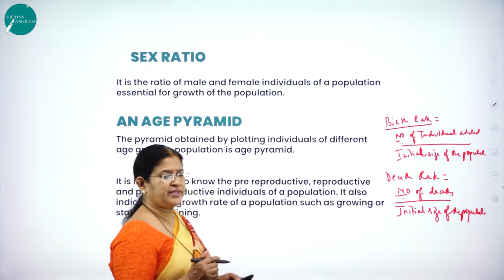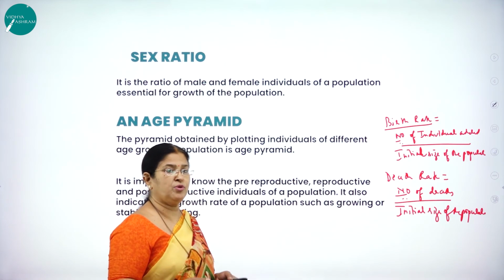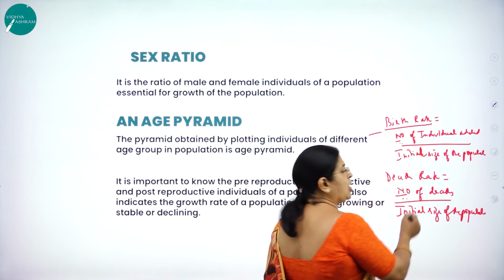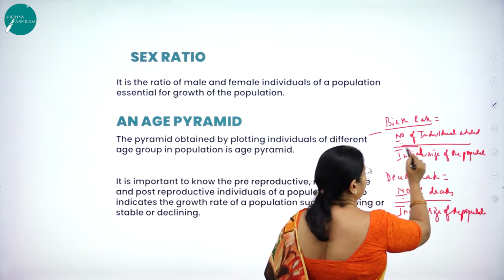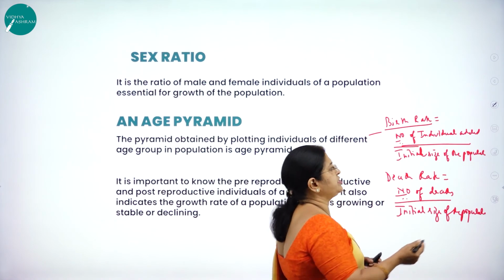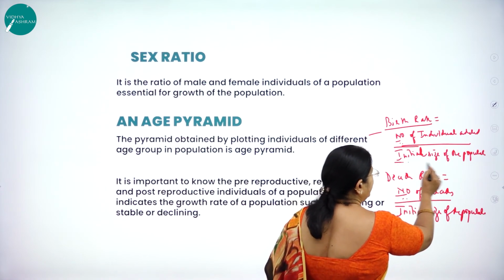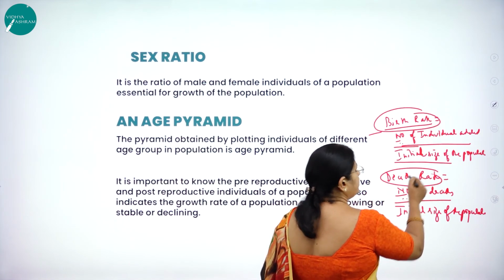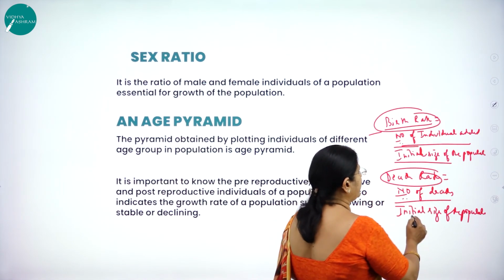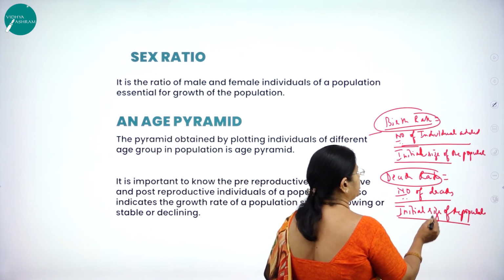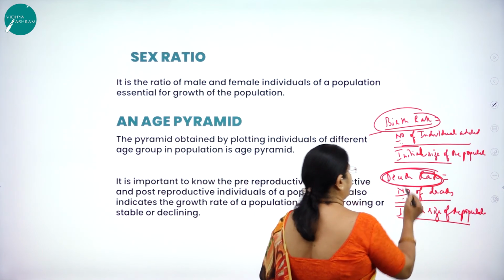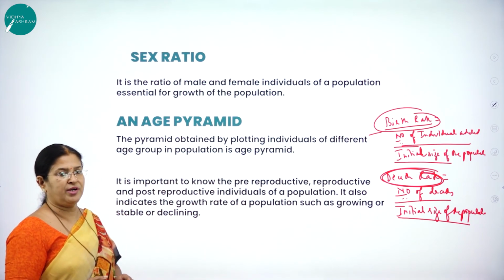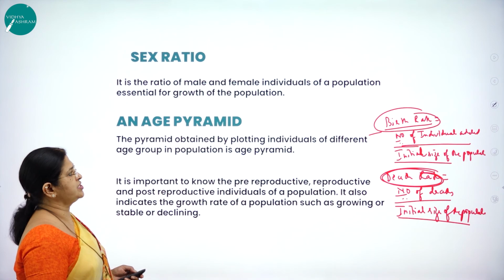So what is birth rate? As I said, more children are born, so birth rate means more births. How can it be calculated? It can be calculated by the formula: number of individuals added divided by the initial size of the population gives you the birth rate. Death rate: the number of deaths divided by the initial size of the population will give you the death rate. All these are very important population attributes.